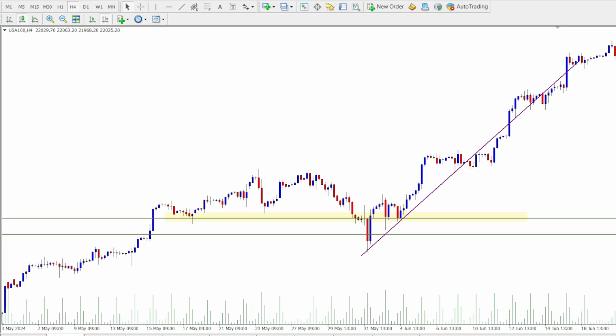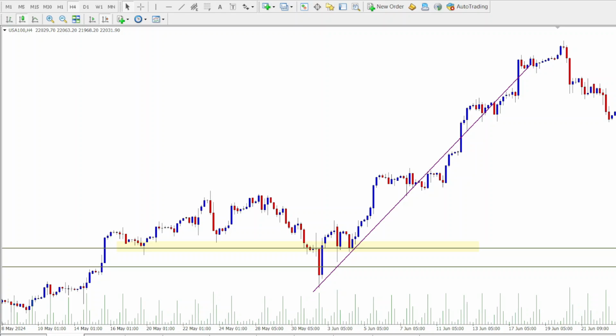Now let's talk about how to actually trade this strategy. First of all, you have to identify a liquidity pool, or stop loss clusters at key levels. Then you wait for a liquidity grab or a stop hunt.